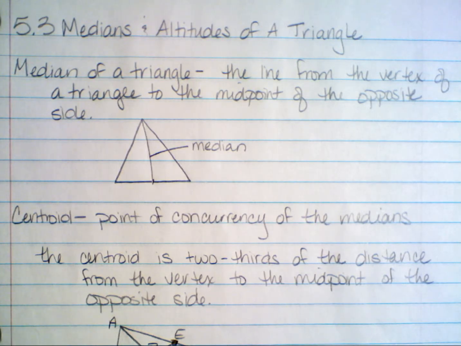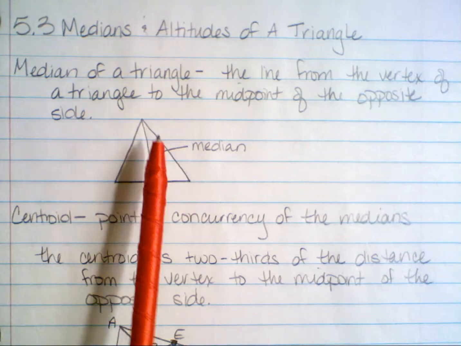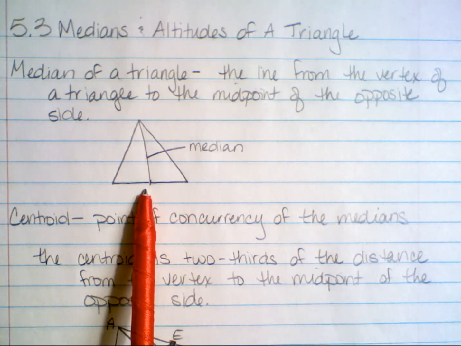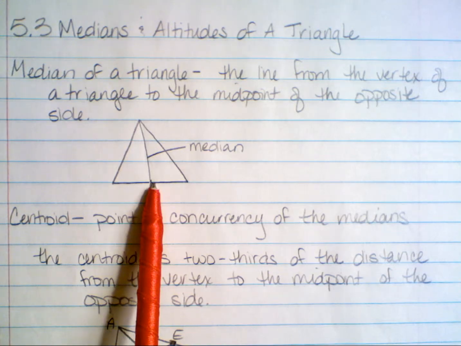All right, today's lesson is on section 5.3, medians and altitudes of a triangle. So let's first define what a median is. The median of a triangle is the line that goes from the vertex of a triangle to the midpoint of the opposite side. So you can see here I have drawn in the vertex, and the line that goes to the opposite side of that vertex is the median. Okay? And it's at the midpoint.